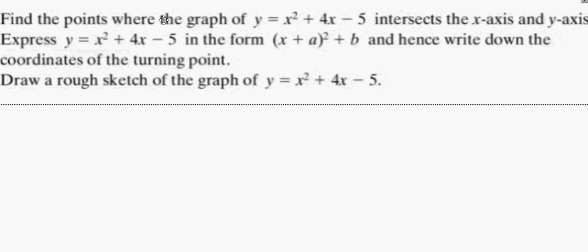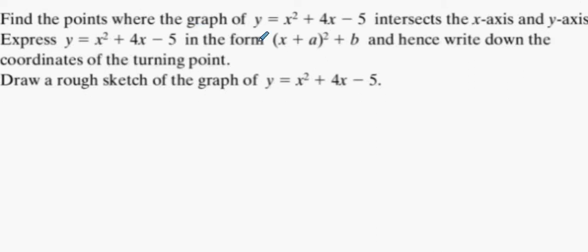Alright guys, find the points on the graph where y equals x squared plus 4x minus 5 intersects the x and the y axis, and then express it in the form of a perfect square with something added, and hence write down the coordinates of the turning point. Alright, no worries. When it hits the x-axis, what's guaranteed about the x-axis when you hit it? Y will always equal 0.